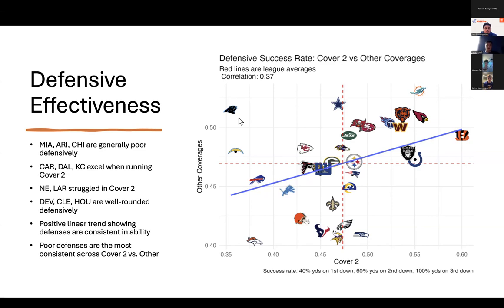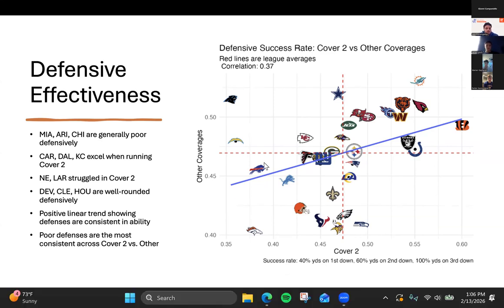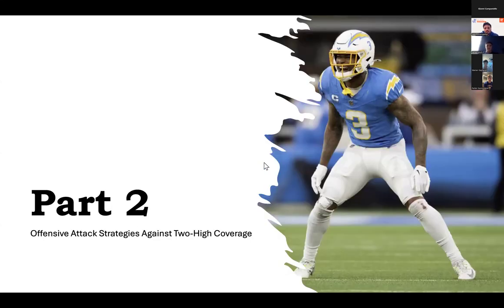The only main outlier here would be the Carolina Panthers, who are a really elite cover two team, but struggle in all other areas. So now getting into part two, the question is, what is an offense supposed to do against the cover two boogeyman?